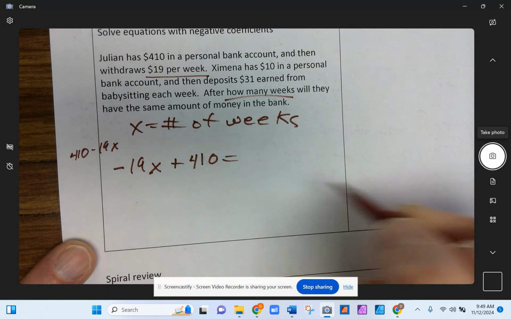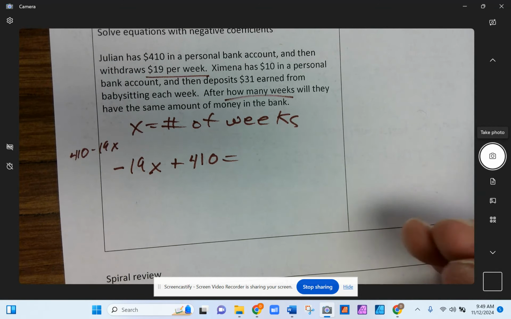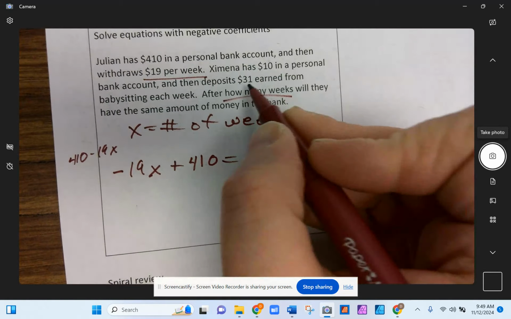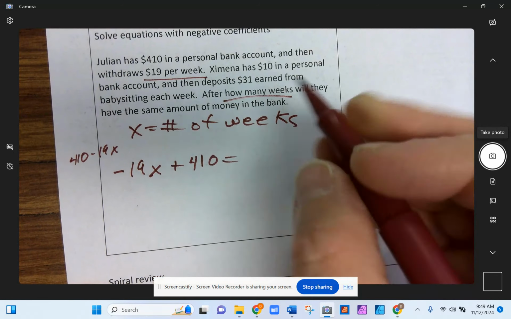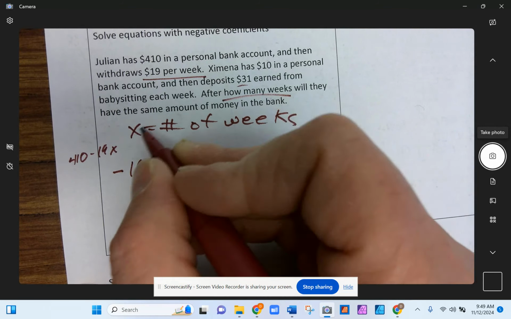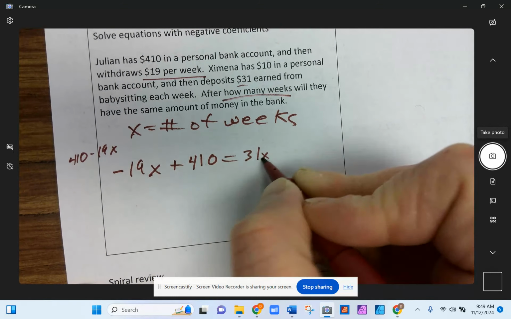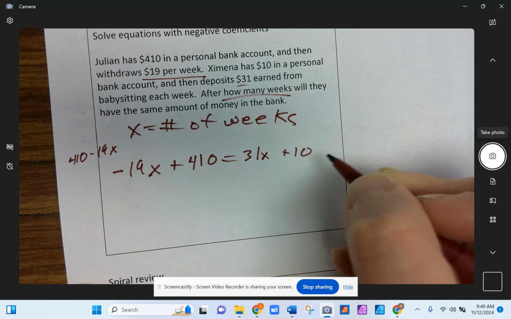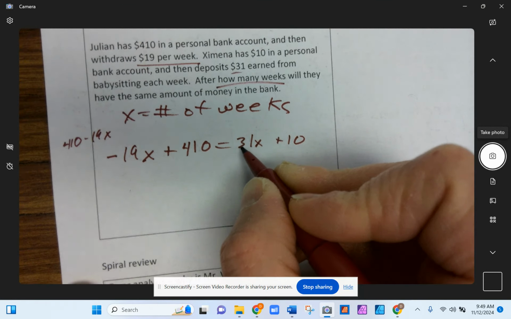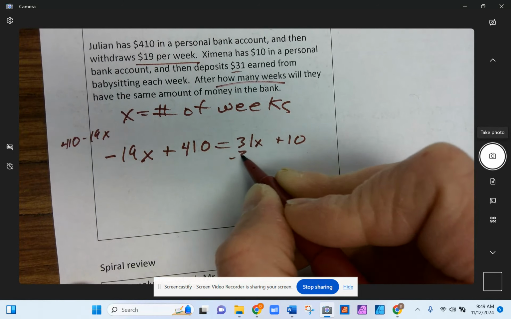But if we write it like this, then this lines up more with the warm-ups that we did last week. So Jimena has 10 and then deposits 31 earned from babysitting each week, right? That matches up with the X, but she's depositing it, so it's positive, and she starts with 10, so that's positive as well, okay? So what we're going to do is take this 31X and subtract it over here.